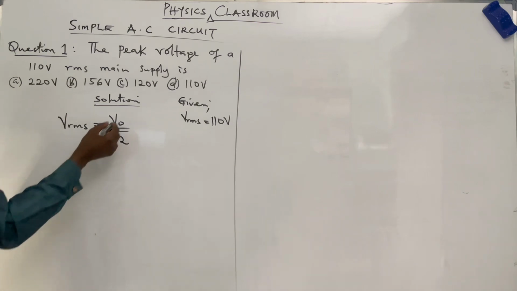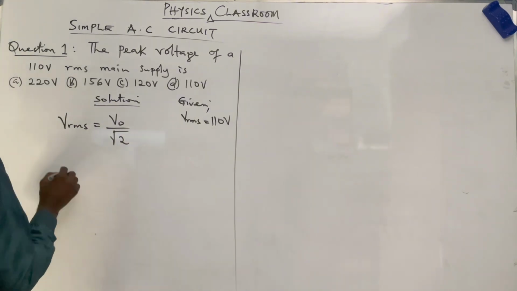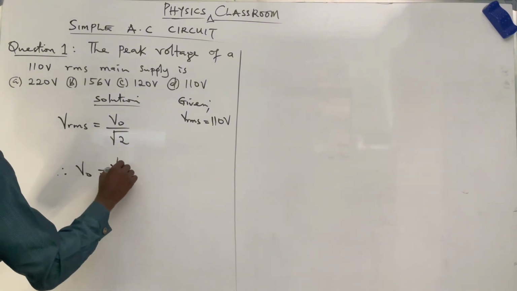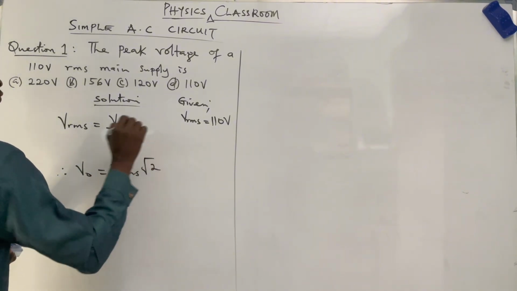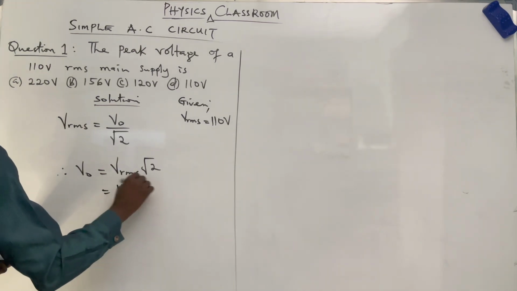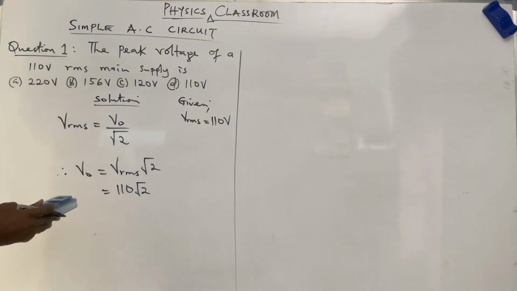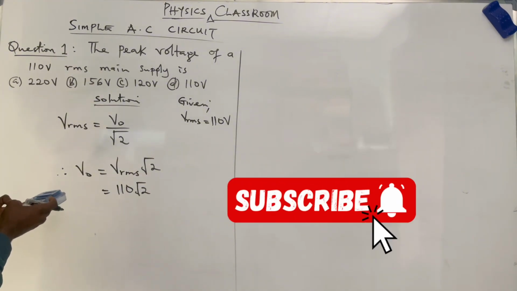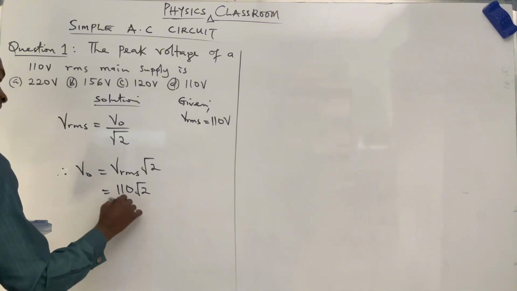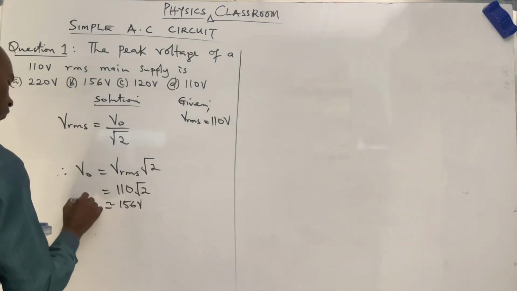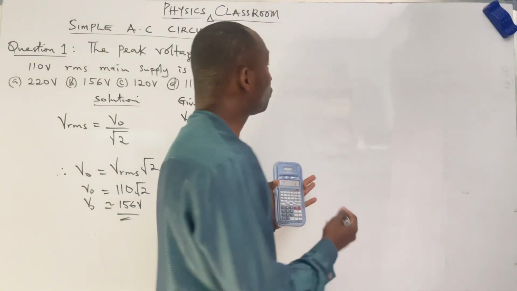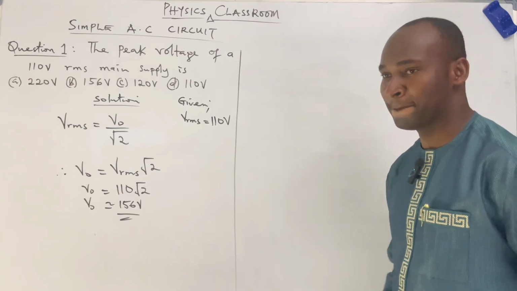So what you will do here is to make V naught the subject of the formula, which will be V naught is equal to VRMS times root 2. And that is it, which will be 110 root 2. And that will give you approximately 156 volts to be your V naught. As simple as that. Now, let's move to the simple AC circuit proper.